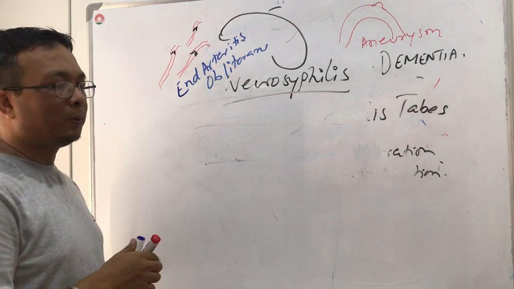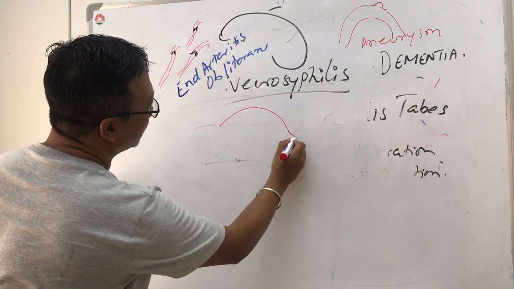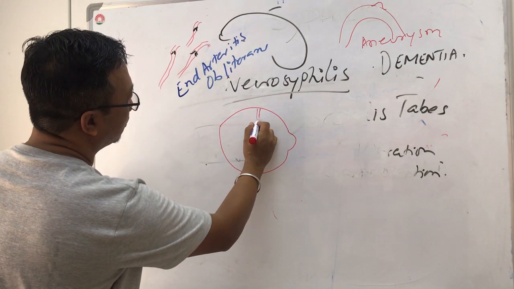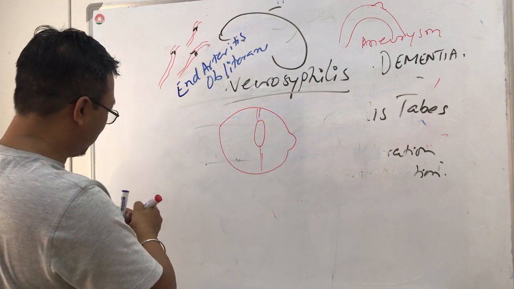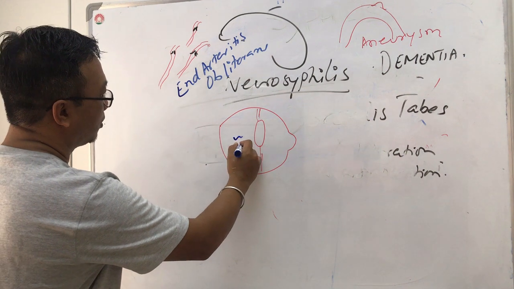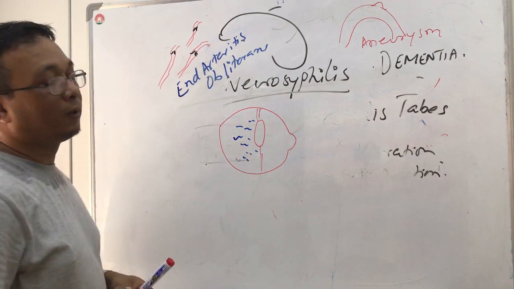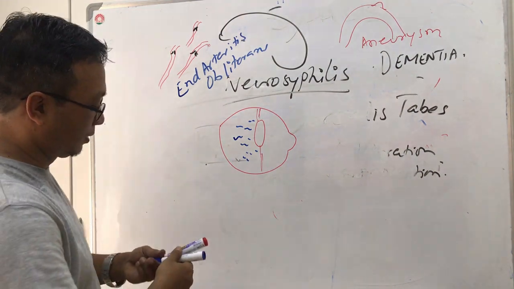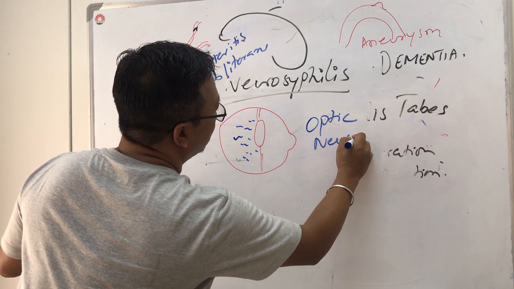So this syphilitic bacteria is very commonly found in the aqueous humor, and it can cause optic neuritis.